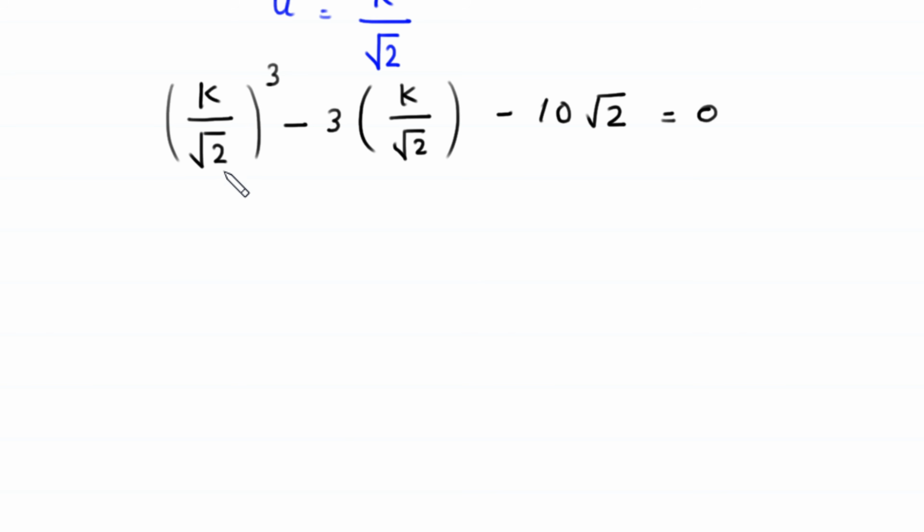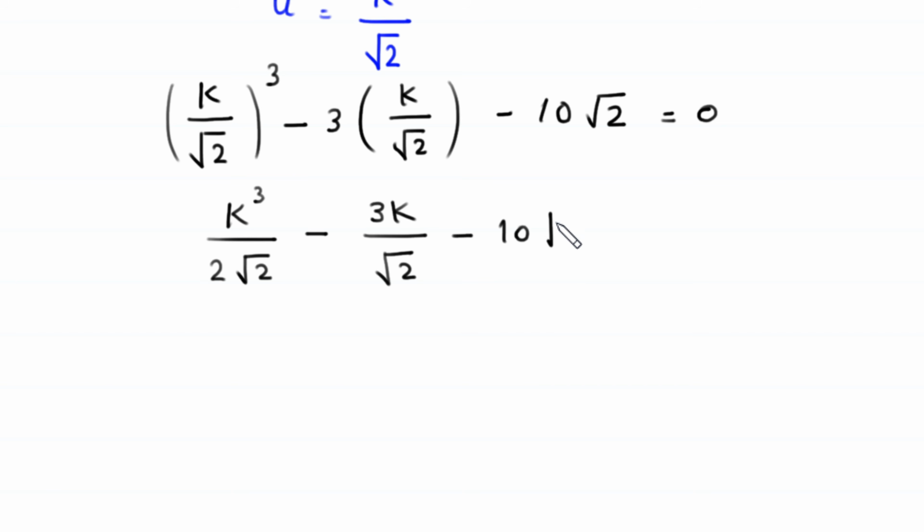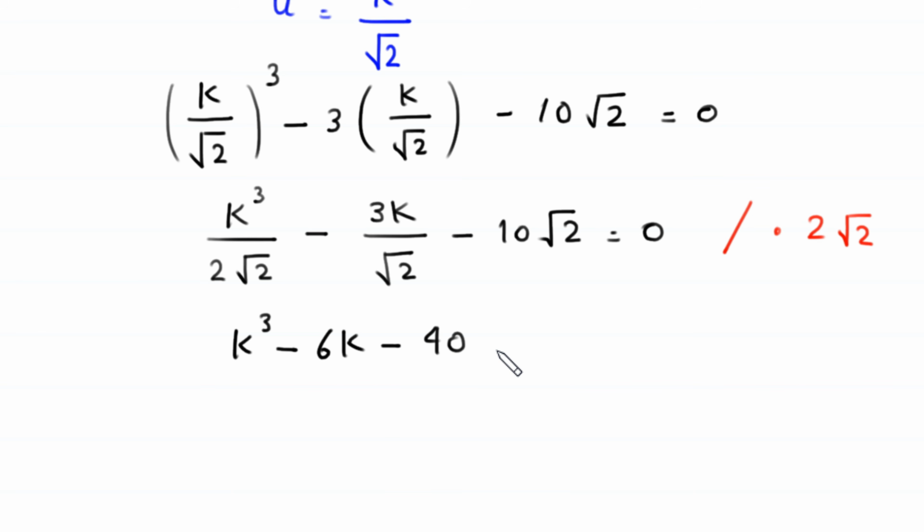Now this k over root 2 whole cubed will become k cubed divided by 2 times root 2. This will become negative 3 times k divided by root 2 minus 10 times root 2 equal to 0. To remove fractions, we multiply the whole equation by 2 times root 2. So this will become k cubed minus 6 times k minus 40 equal to 0. Now this is a cubic equation.